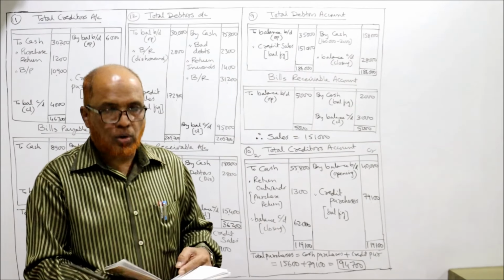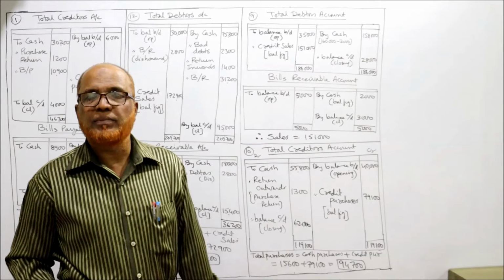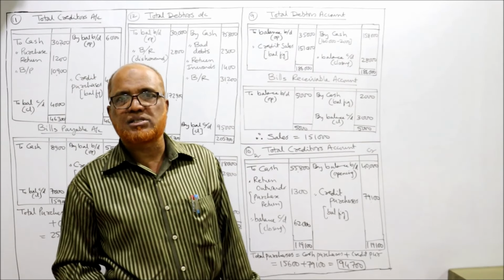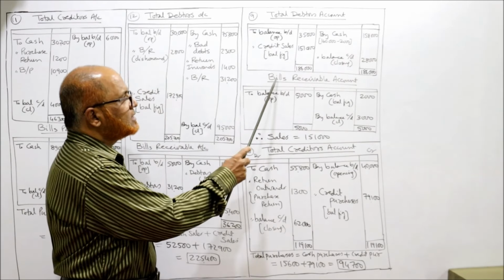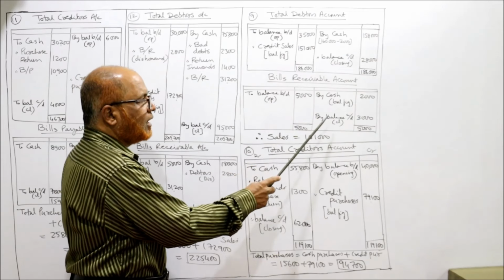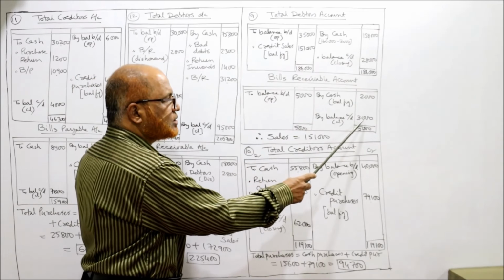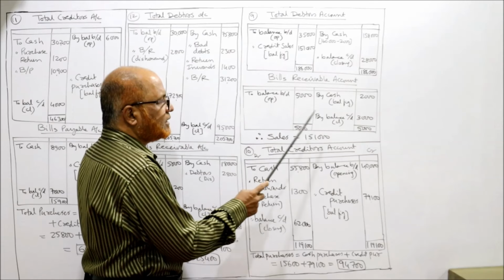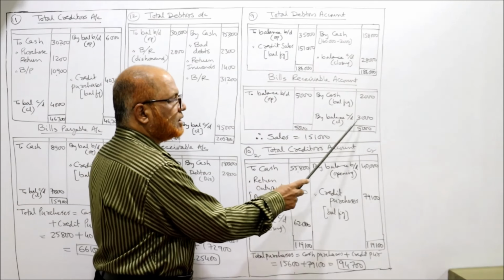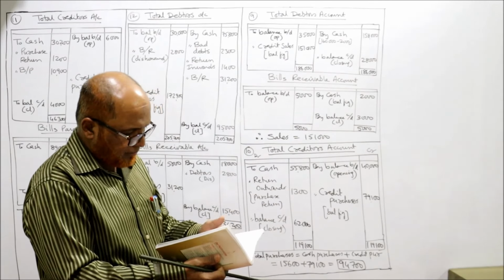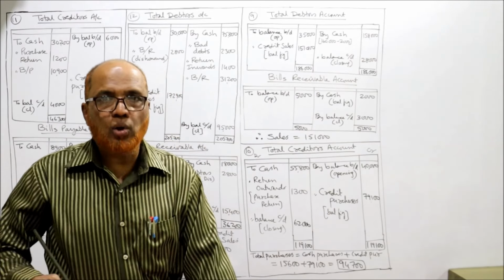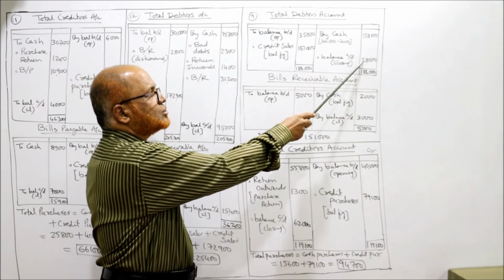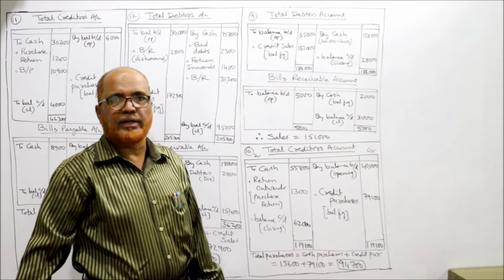Opening bills receivable, closing bills receivable. In the problem, the next two items given are opening bills receivable and closing. So bills receivable opening 5,000 is given, and by balance carried down closing 3,000. So opening on the debit side, closing on the credit side: 5,000, 3,000. Then the last item given, closing debtors, is 28,000. So closing debtors I have taken as 28,000.